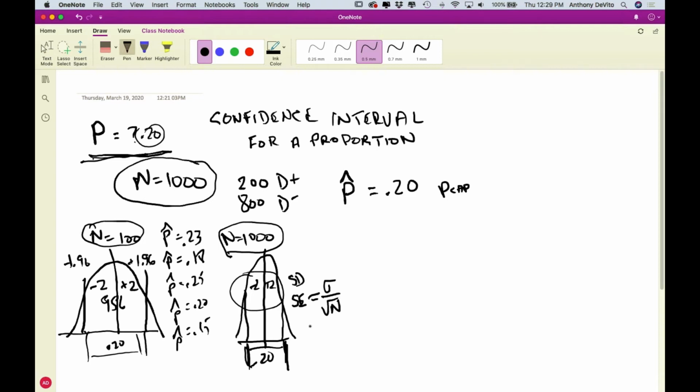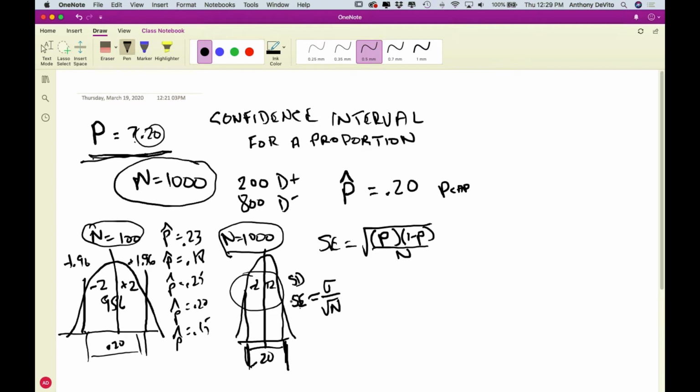When we have a proportion, that's going to be a little bit different. The formula that we use to determine the standard error for a proportion is equal to the square root of the proportion, whatever it happens to be, the population proportion, times 1 minus the proportion, over the sample size.